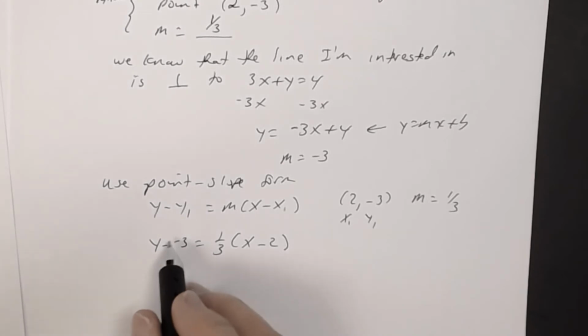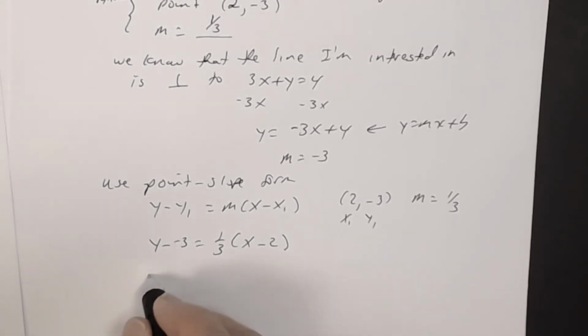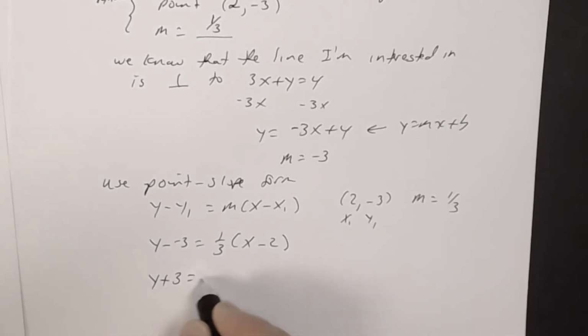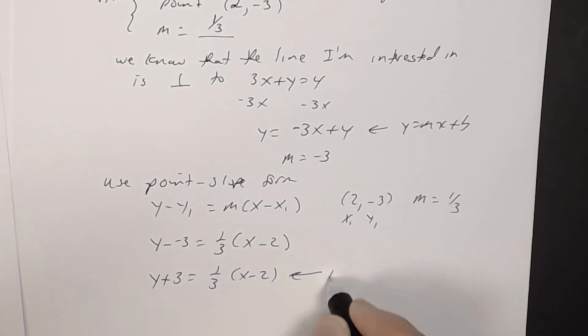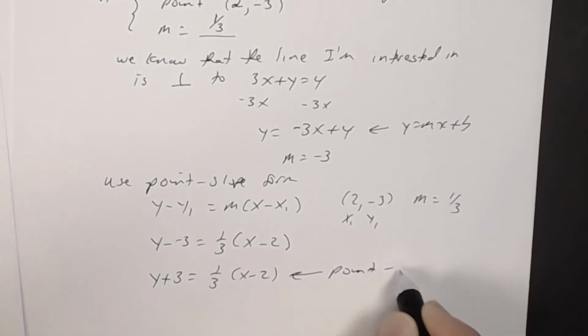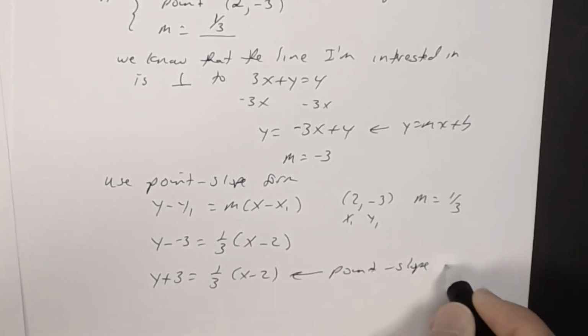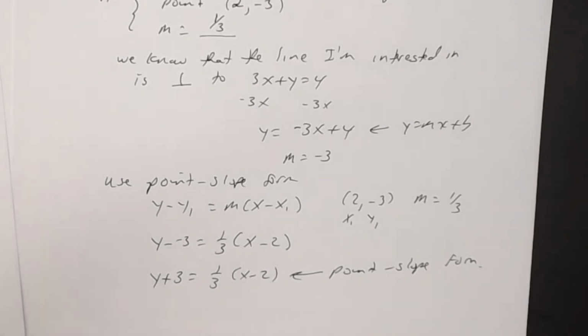Now remember, don't leave it as y minus a -3. You need to remember that that's y plus 3. Okay, so you got to rewrite this. Equals 1/3 times x minus 2. Now remember, this is point slope form, right? Point slope form. So that's the equation of the line in point slope form.